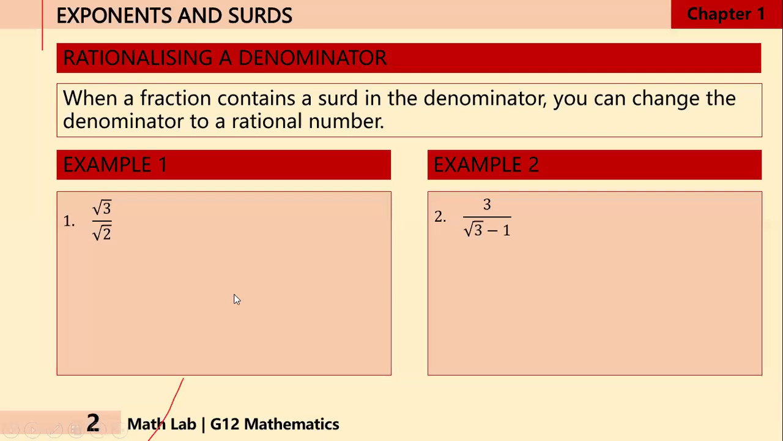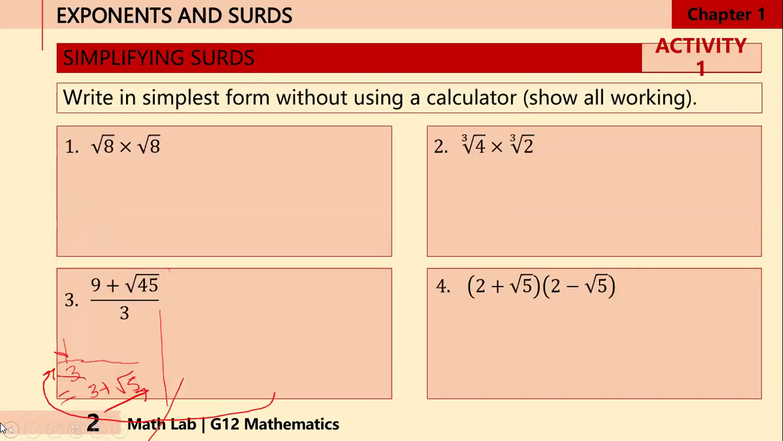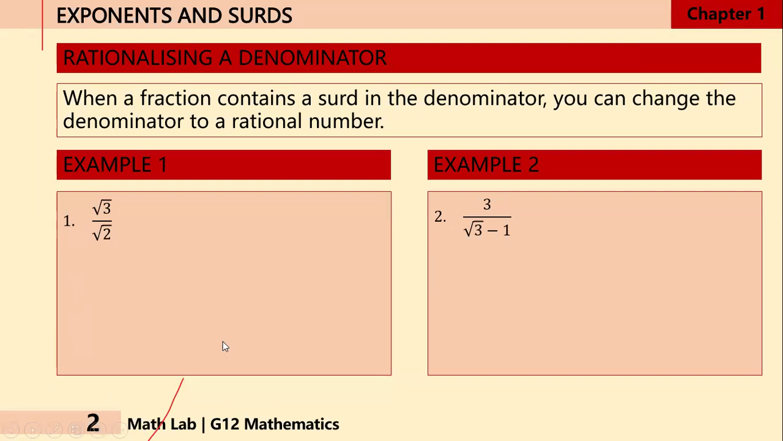Okay, so now we did the surds. Now we want to rationalize the denominator. So we started with revising the natural numbers, whole numbers, and all those. Then we did the surds. Now we're coming to rationalizing the denominator. So when do we rationalize the denominator?